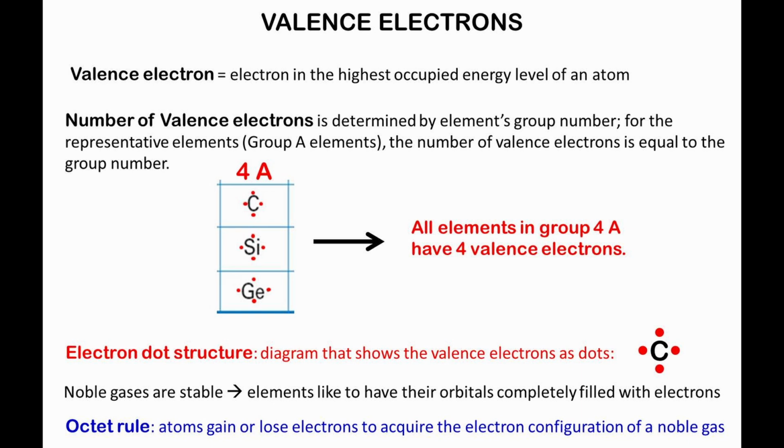The electron dot structure is a diagram that shows the element with valence electrons as dots. Atoms like to have their orbitals completely filled with electrons. That's why noble gases are very stable. With the exception of helium, the general rule for noble gases is having 8 valence electrons, which leads to the octet rule. The octet rule states that in a chemical reaction, atoms gain or lose electrons to acquire the electron configuration of a noble gas.